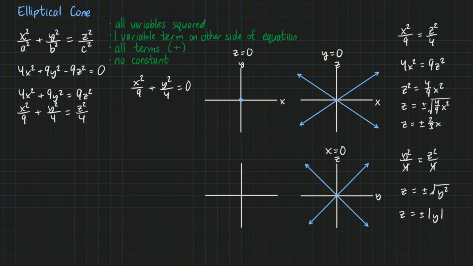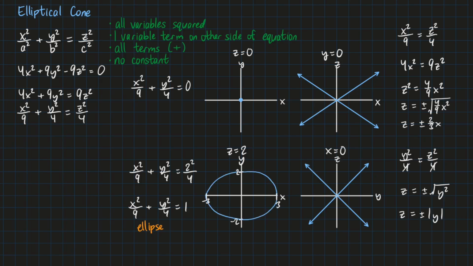And if we wanted to take a look at another xy trace that is not the point, we can just choose any value of z that is not 0. So let's say we have z equals 2. We would have x squared over 9 plus y squared over 4 equals 2 squared over 4. This then gives us x squared over 9 plus y squared over 4 equals 1. And this is an ellipse. I will also label the others.